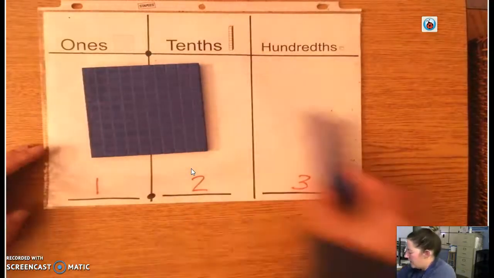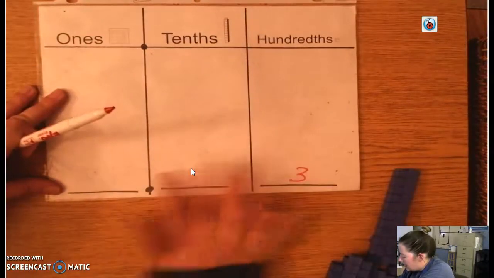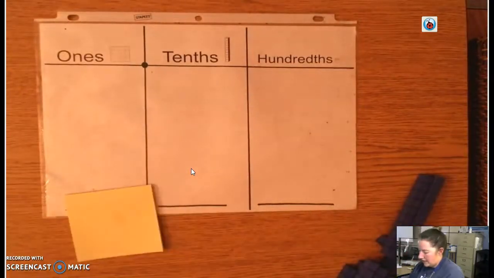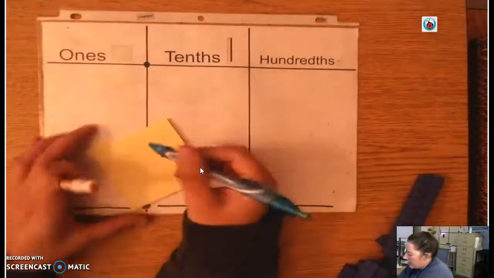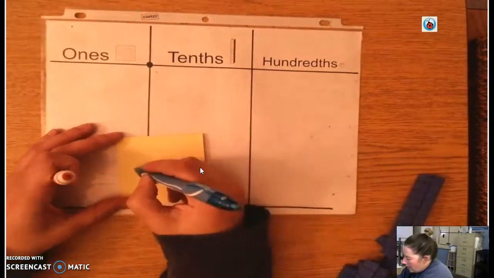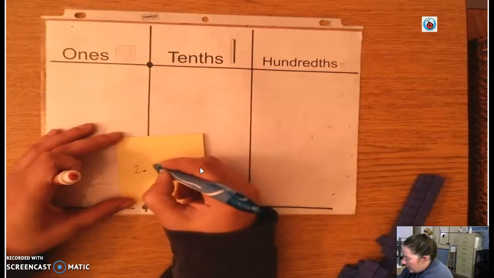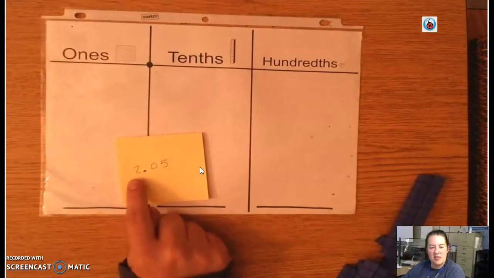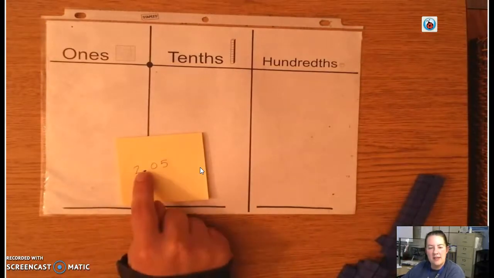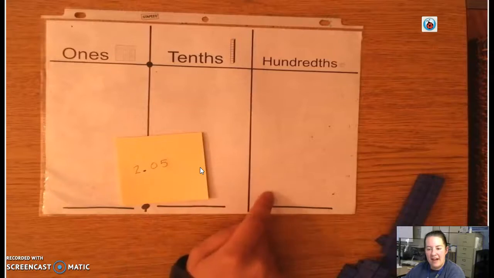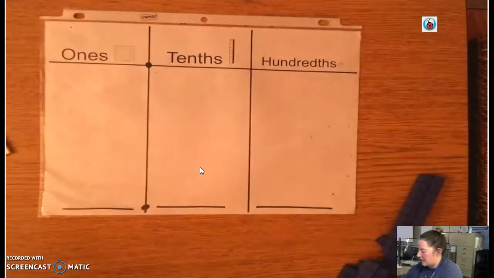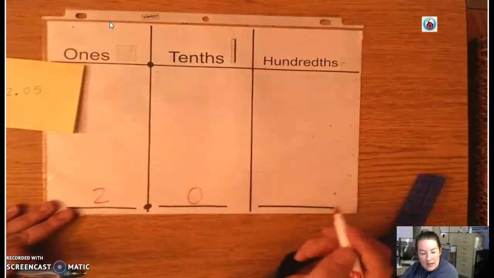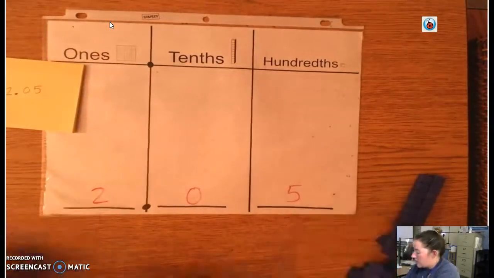Let's try another one. This is what you guys are going to be practicing using the Google slide on the next page. Let's say I'm just going to write a number on here and I'll show you how to fill it in. Let's say I have 2 and 5 hundredths, 2.05, looks like this decimal. So I have 2 ones, 0 tenths, 5 hundredths. I'm just going to write that down here. 2 ones, 0 tenths, and 5 hundredths.